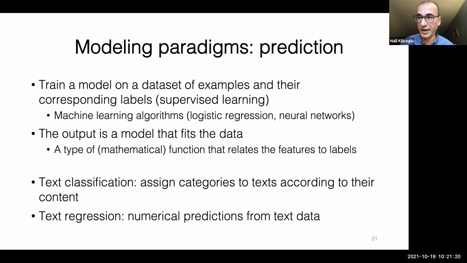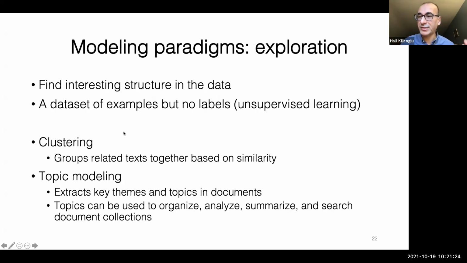We want to predict things. In practice, this is mostly what we do. The other paradigm is exploration. Here, we don't have labels, we just have text. And we're just trying to understand or group documents together, or trying to understand what are some of the key themes in the data. And this is an instance of unsupervised learning, if you're talking about it in machine learning parlance.